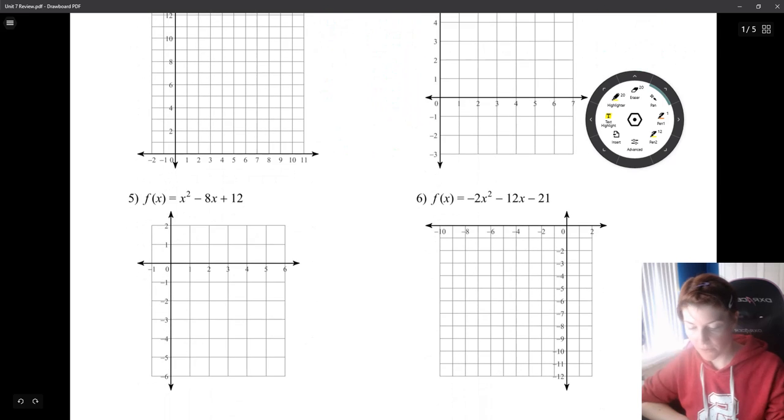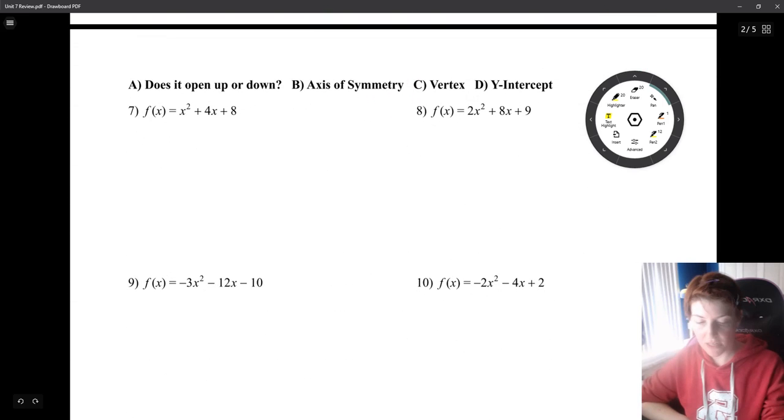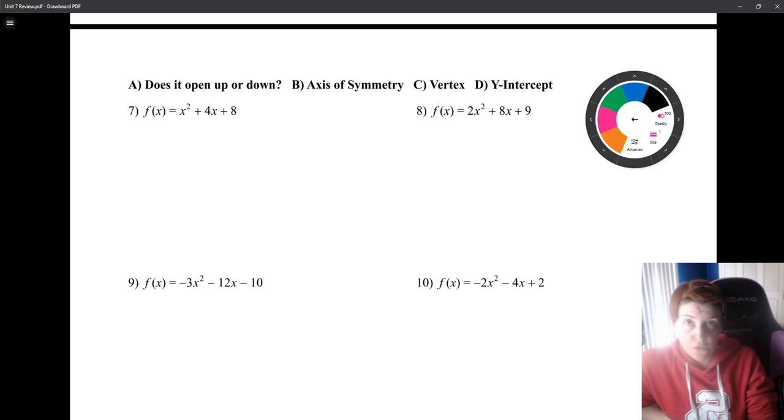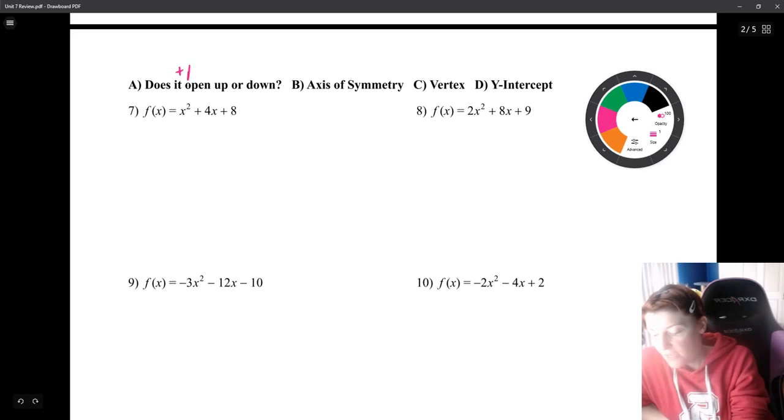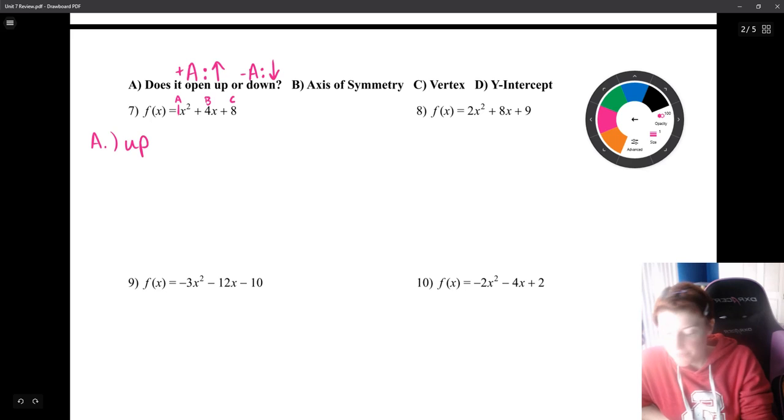There we go. Okay. Moving on to our next problem. The first thing that you have to look at for this one is if it opens up or down. If it has a positive A value, it opens upward. If it has a negative A value, it opens downward. So for part A, we notice that our A is a positive 1, so positive A means this one opens upward.